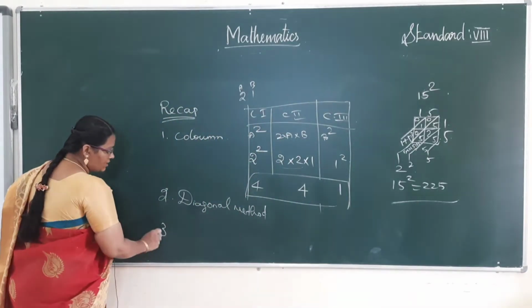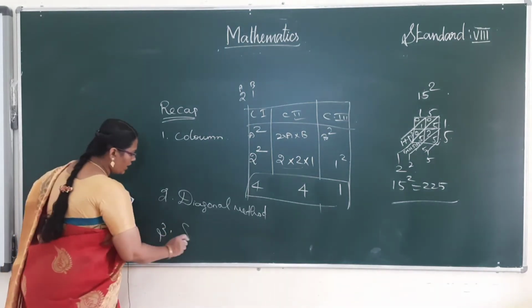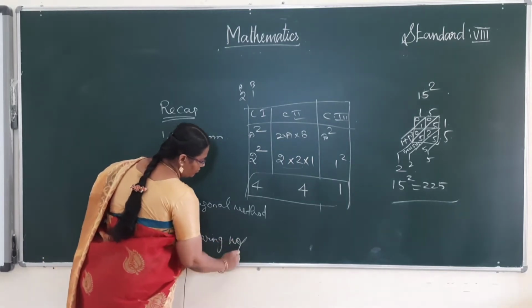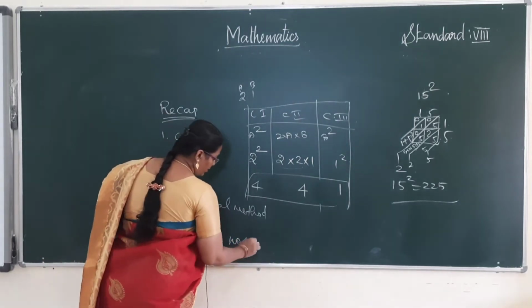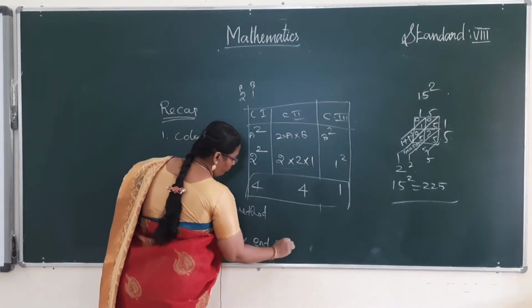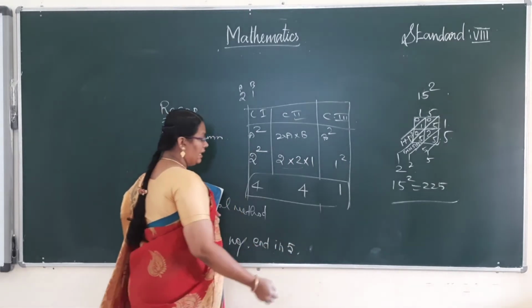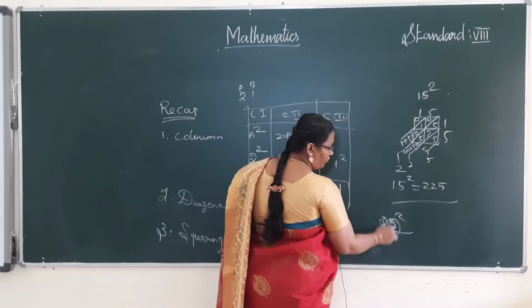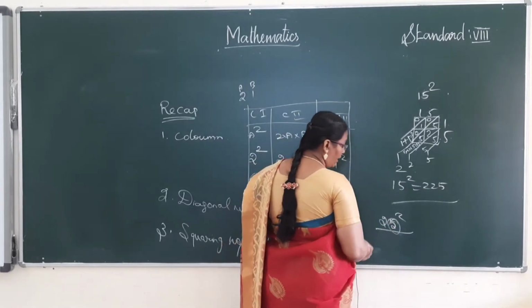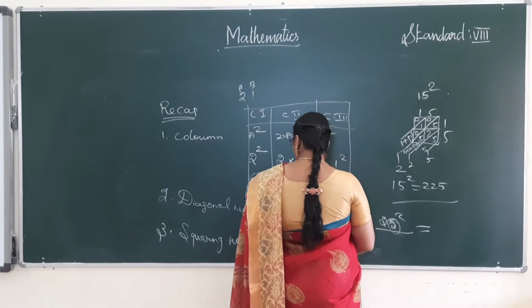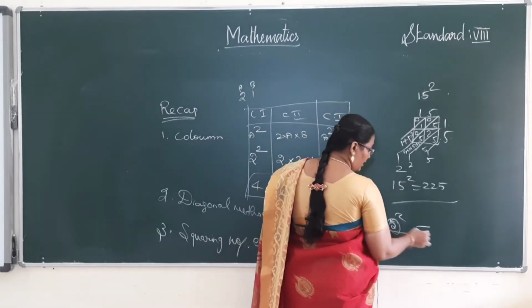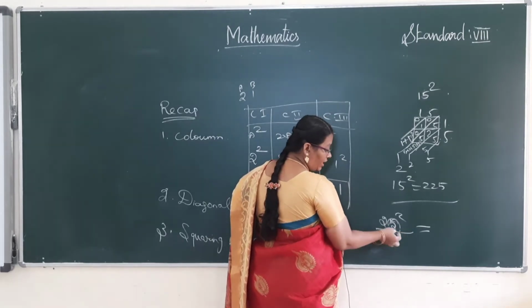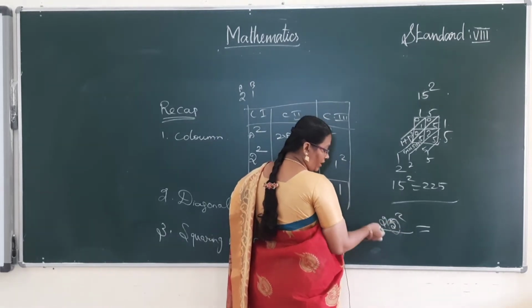And the third one is squaring a number ending in 5. For example, 25. It ends with 5. How do you use this method? First, leave the 5. We know that 5 squared is 25.